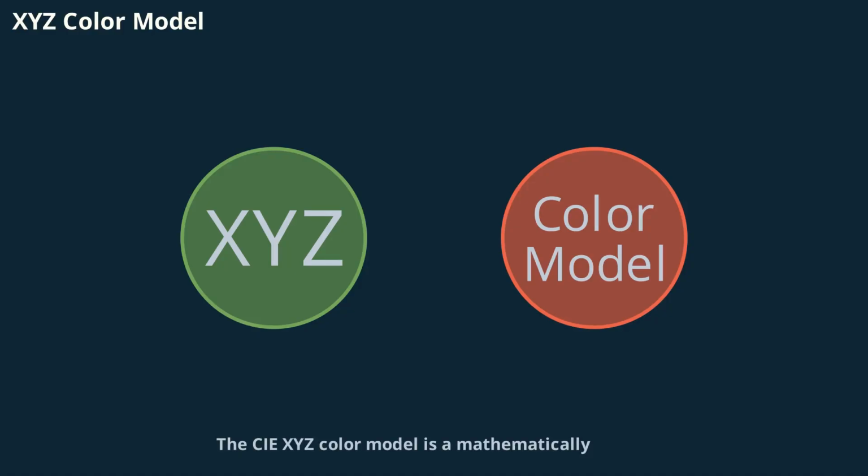The CIE-XYZ color model is a mathematically derived color space based on human visual perception. X, Y, and Z are imaginary primary colors, ensuring all visible colors have non-negative coordinates. Y represents luminance, while X and Z encode chromaticity. The XYZ model is device independent and serves as a reference for converting between color spaces like RGB and CMYK. It's fundamental for color management in digital graphics in CAD.